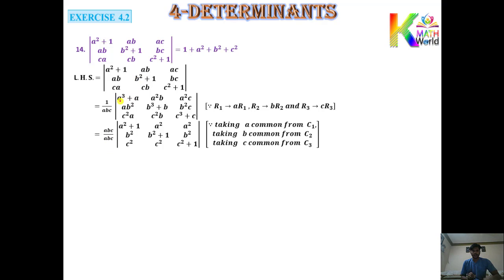So here a is common, here left a square plus 1, a common, so here left b square, a common, so here left c square. Similarly b common from the second column, so here left a square, b common, so here left b square plus 1, b common, so here left c square. Same way for the last column, as c is common, a square left, c is common, so b square left, c common, so c square plus 1. Now you can see whatever is required, that is easy to set.